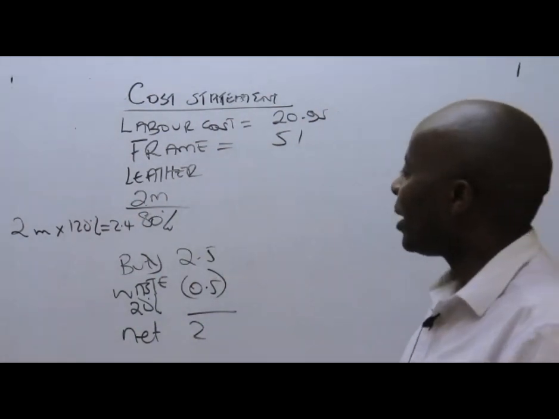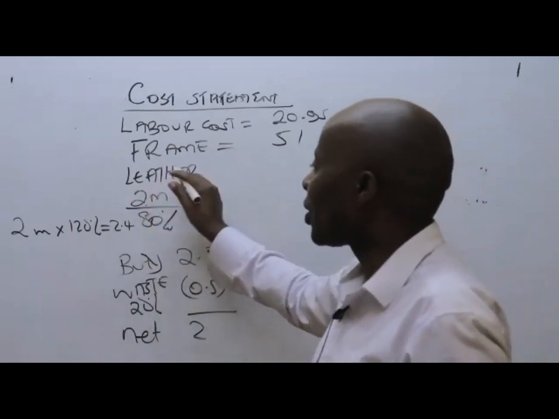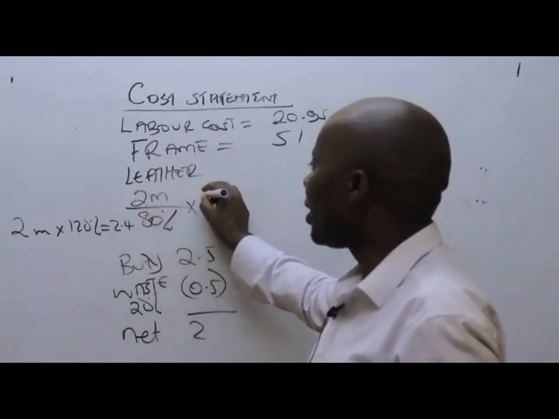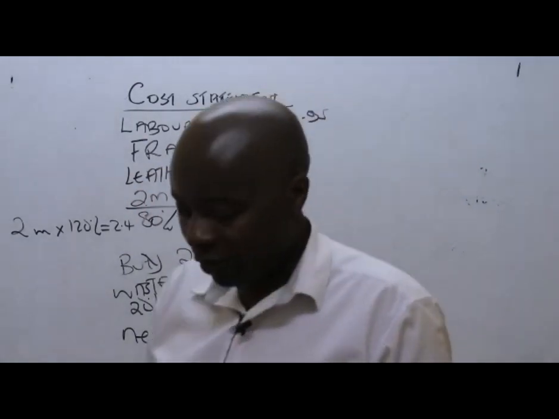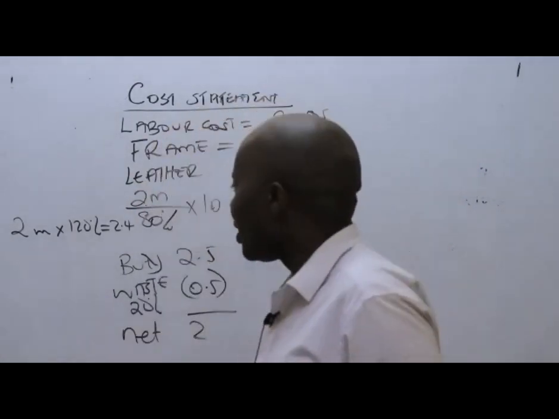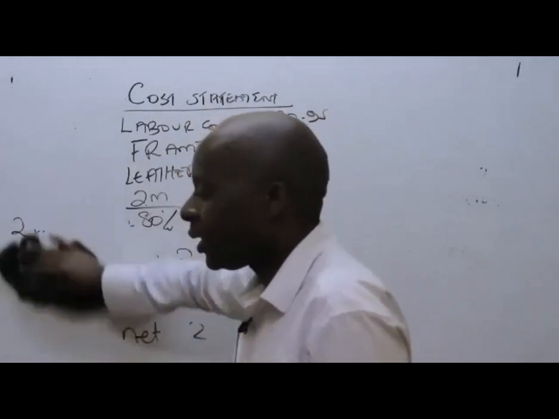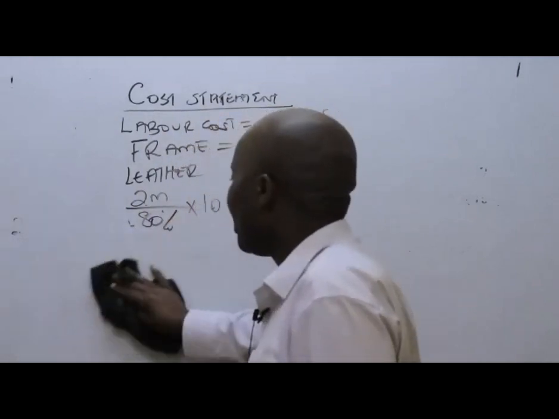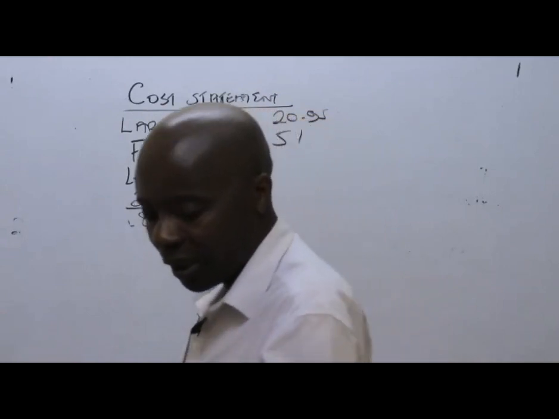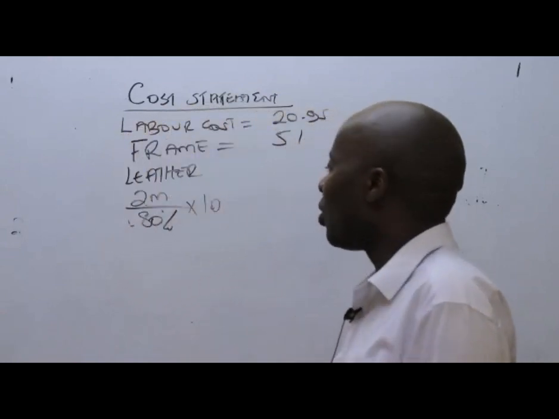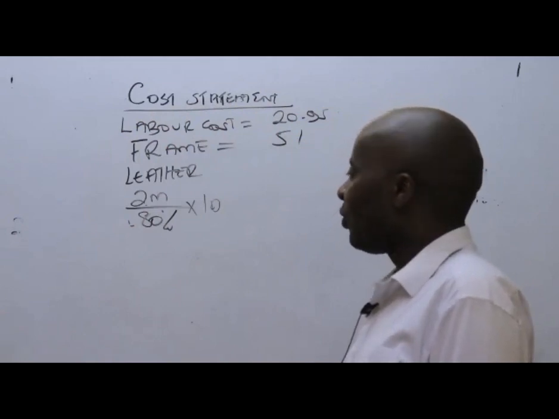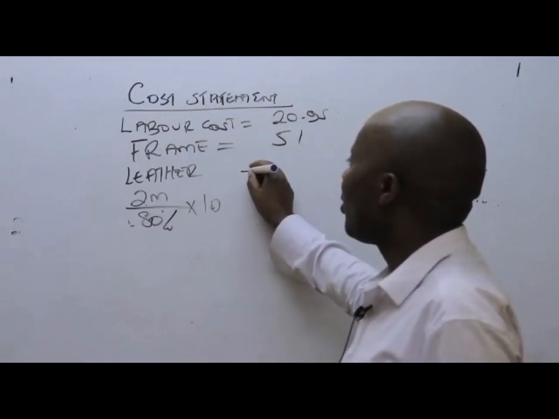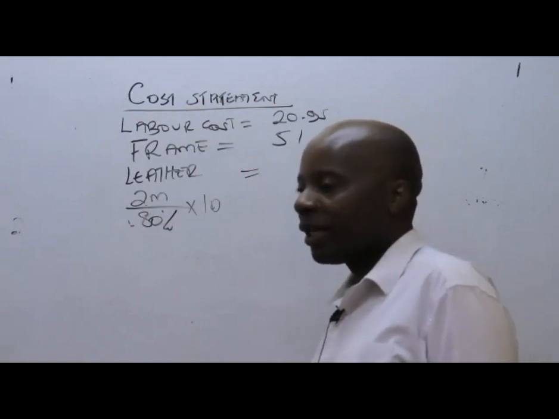So ladies and gentlemen, listen to me very well. This is the gross meters that I need. From the question, we know that each meter goes for $10. So if you try multiplying here, what will you get as your leather cost?